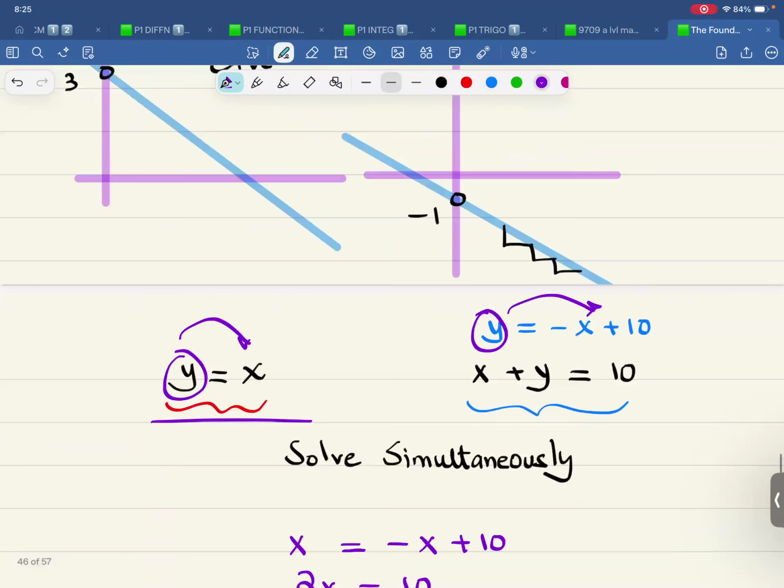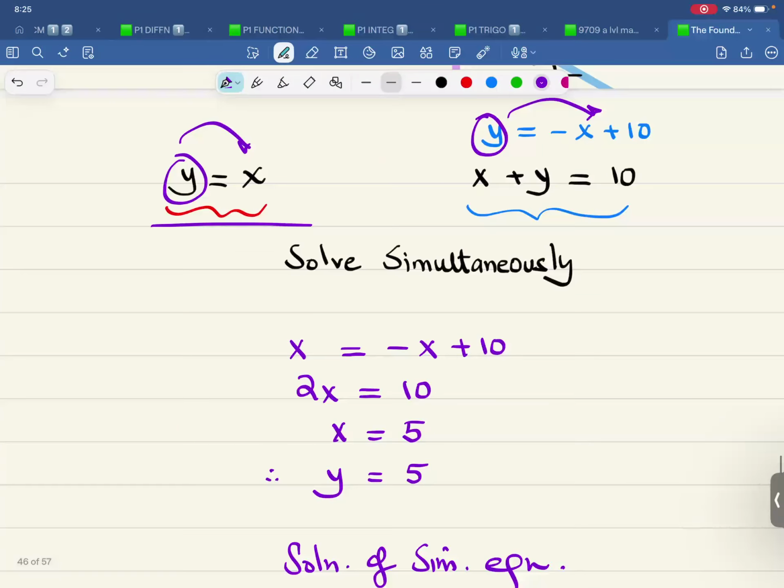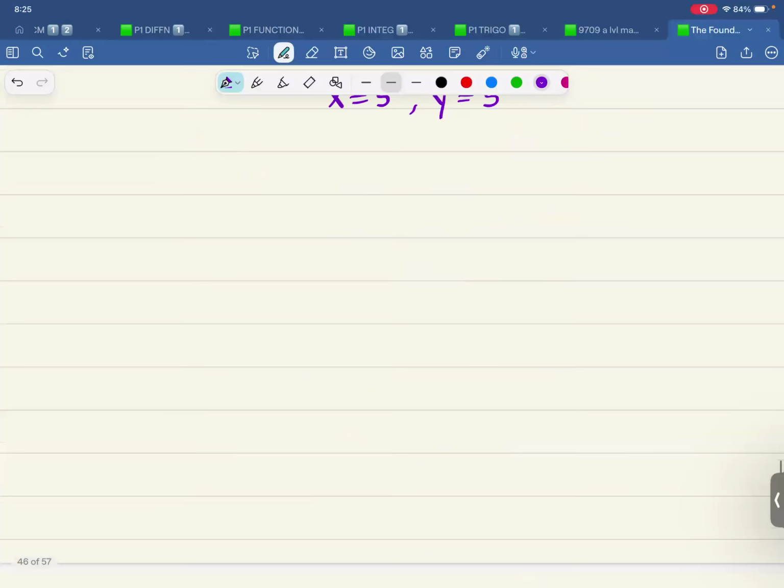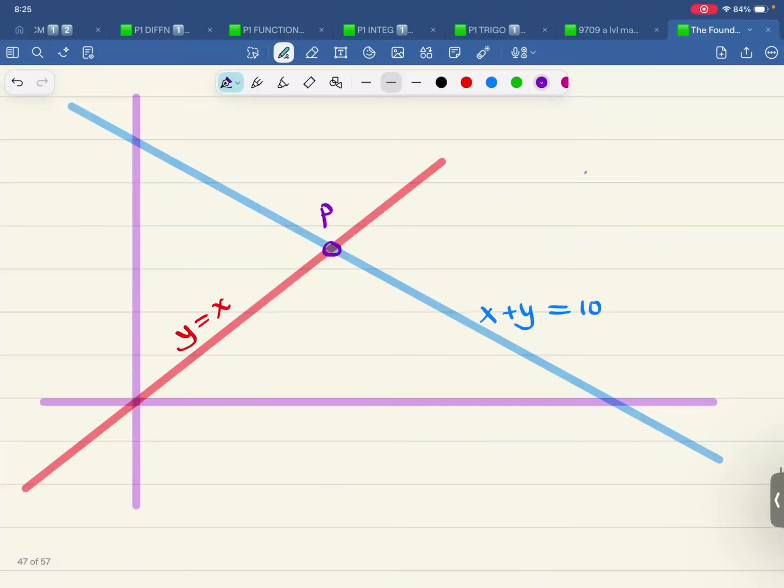So now your working is the same as before. And x is 5, y is 5. Therefore, the coordinates of P would be (5, 5), and this is obtained by simultaneous equations.